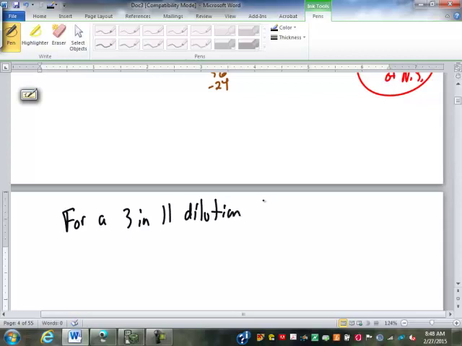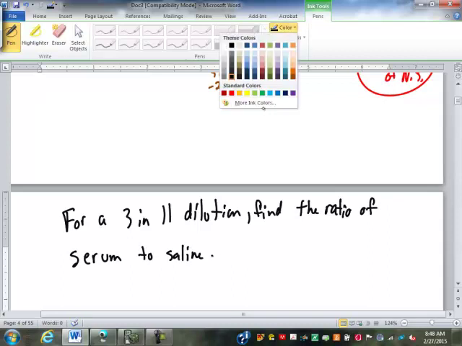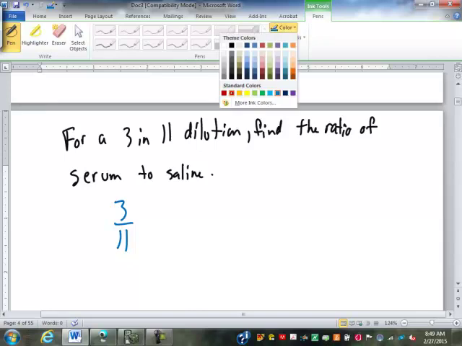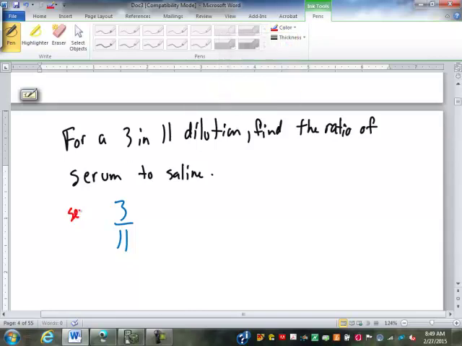So for a 3 in 11 dilution, find the ratio of serum to saline. Just to practice adjusting that ratio a little bit. I always write out the dilution, so I have something to start with. It's 3 in 11. Of course, the 3 is the serum, and the 11 is total parts.